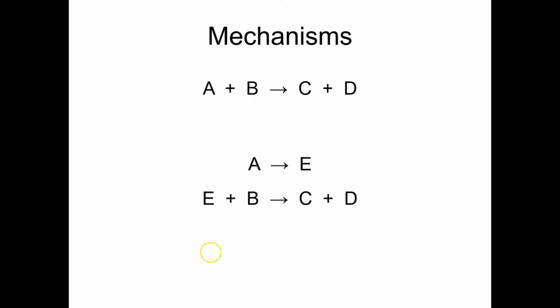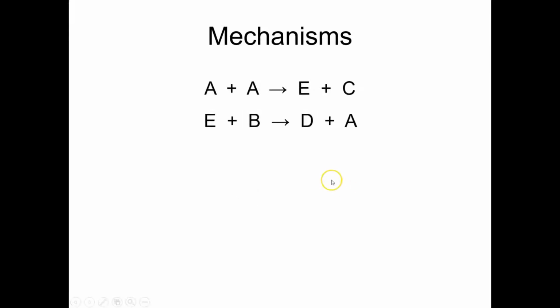Here is an example where I'm taking reactant A, and it is just spontaneously isomerizing to intermediate E. Then intermediate E reacts with a molecule of B to give me a molecule of C plus a molecule of D. So that's another mechanism that would give us the same overall reaction, right? The intermediate cancels. A plus B gives me C plus D. So that's another possible mechanism.